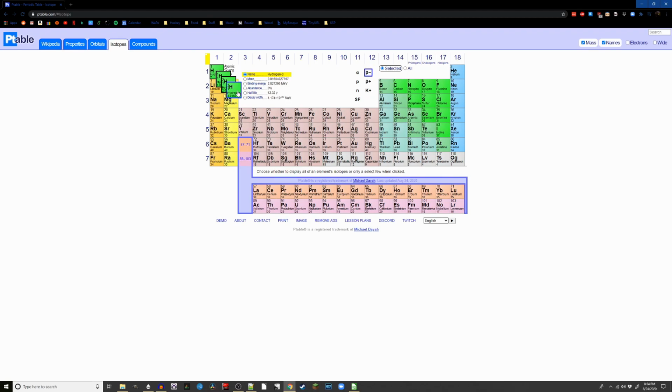And then there's tritium, with 2 neutrons and 1 proton. It says the abundance is 0% here. It's so small, you can't even really write it. And it decays in 12.32 years, is what its half-life means.